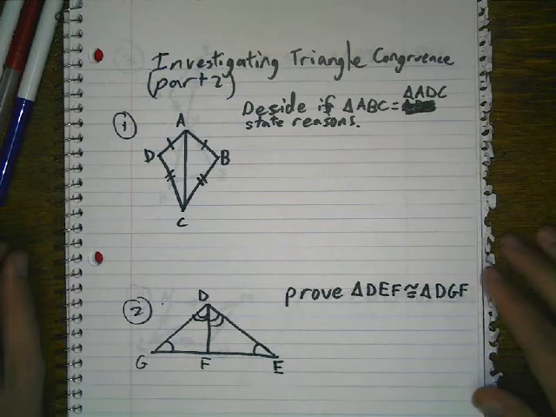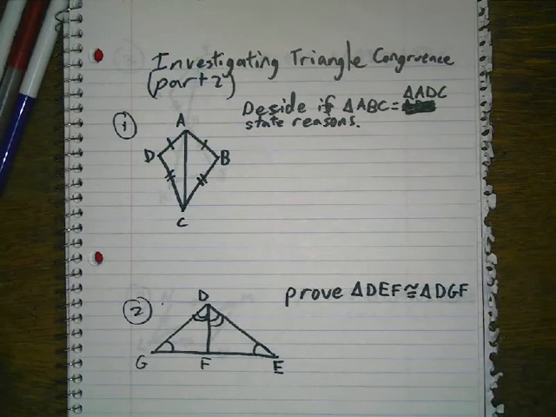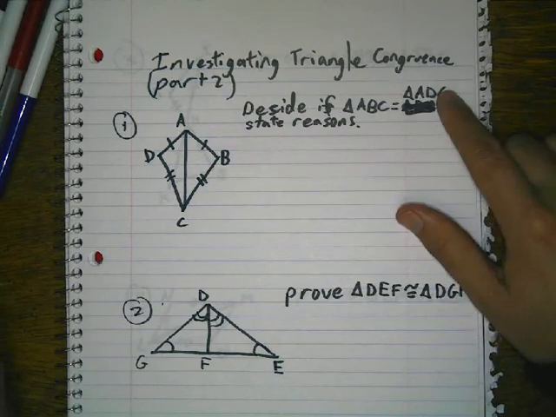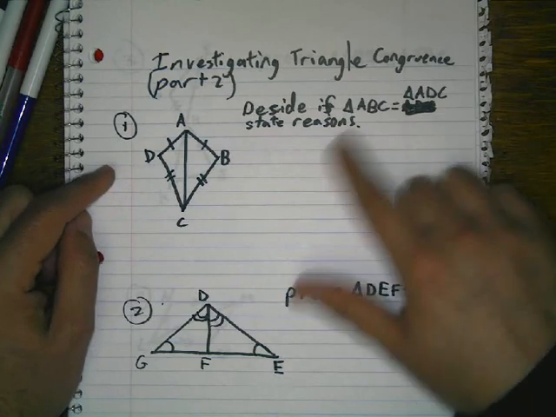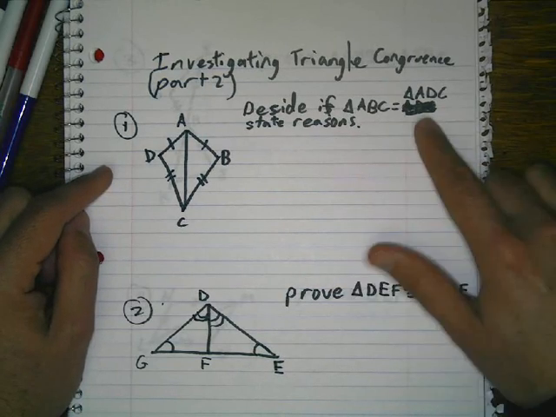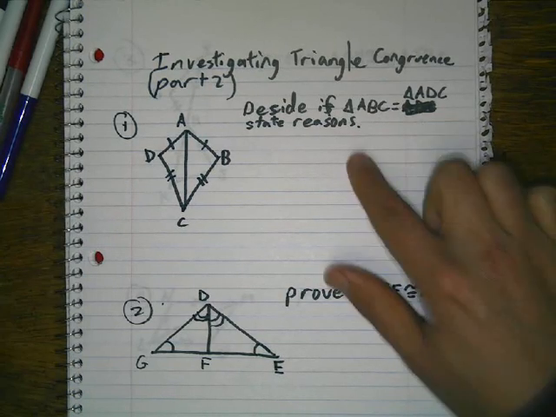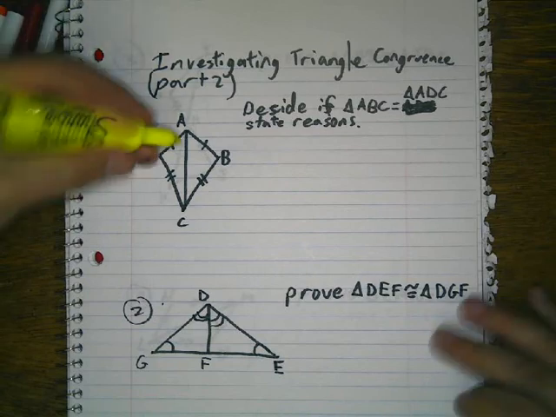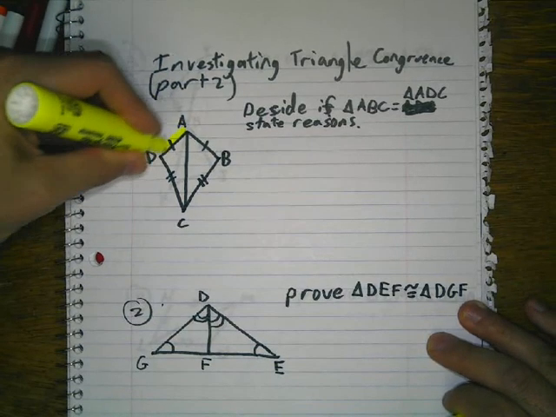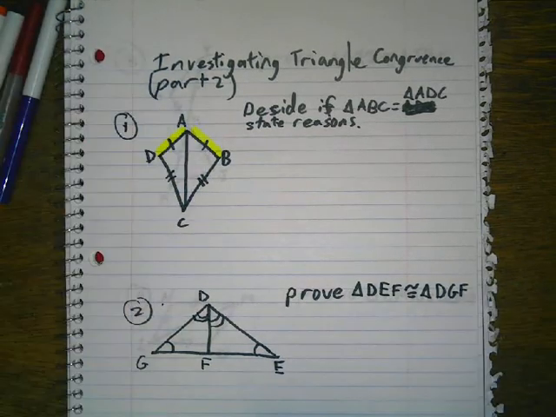All right, we're going to continue our lesson from the other day, Investigating Triangles Congruence, Part 2. So we're going to decide whether triangle ABC is congruent to triangle ADC and state the reasons. First of all, you have to go by the markings on the picture. So I've got side AD and AB have the same marks.